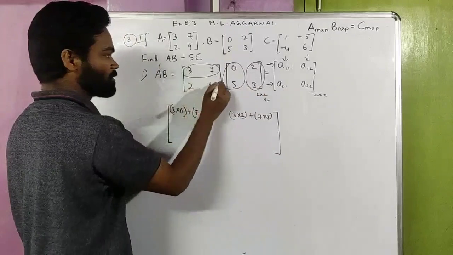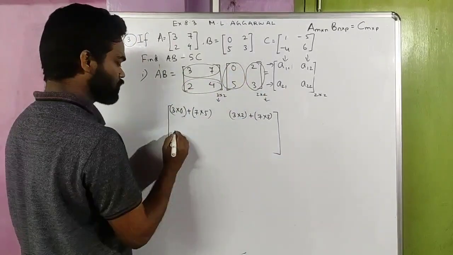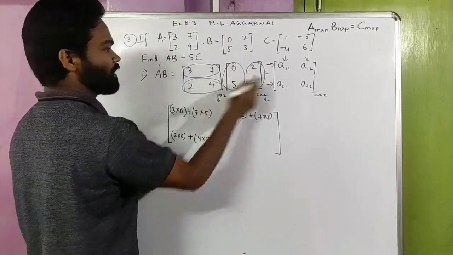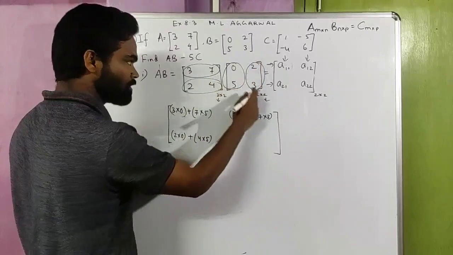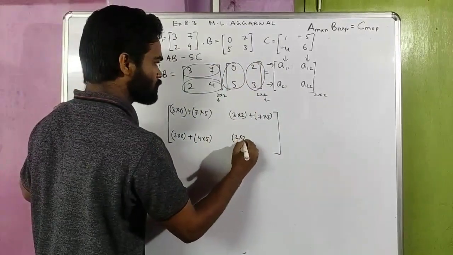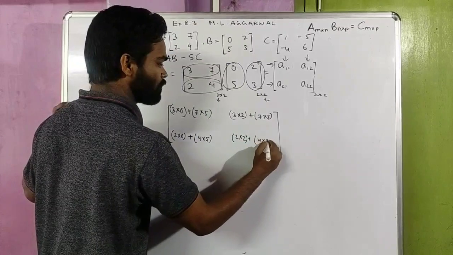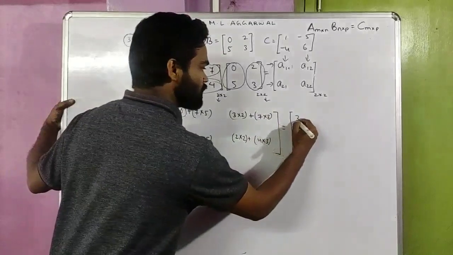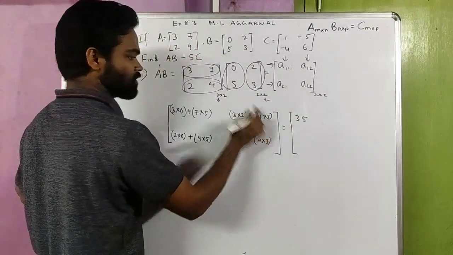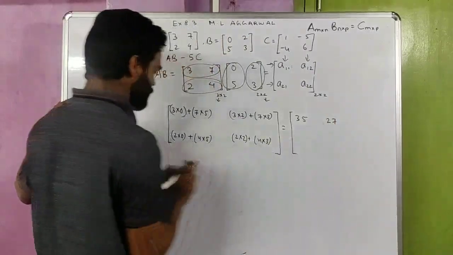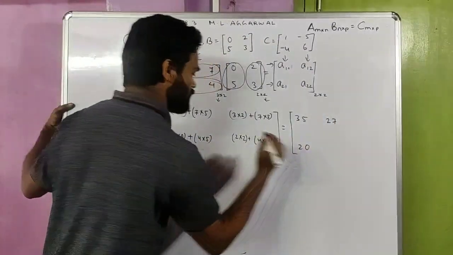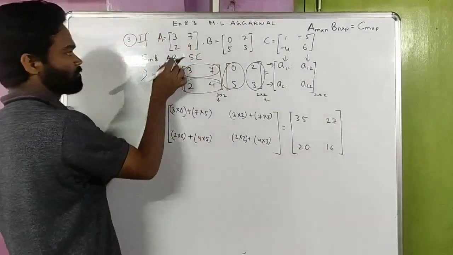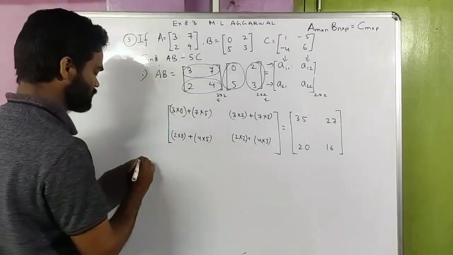Similarly, A21, which means the second row and the first column, just 2 into 0 plus 4 into 5. Then again A22 means second row, second column, so that's 2 into 2 plus 4 into 3, which when we solve we get 0 plus 35, this is 35, this is 6 plus 21, this is 27, this is 0 plus 20, this is 20, this is 4 plus 12, that's 16. So we got AB.